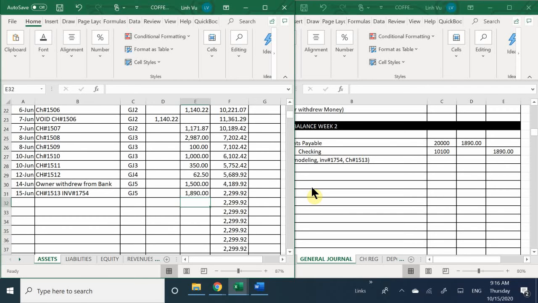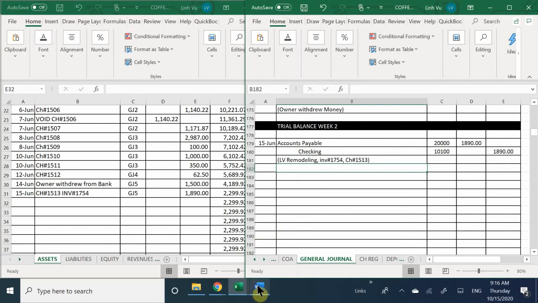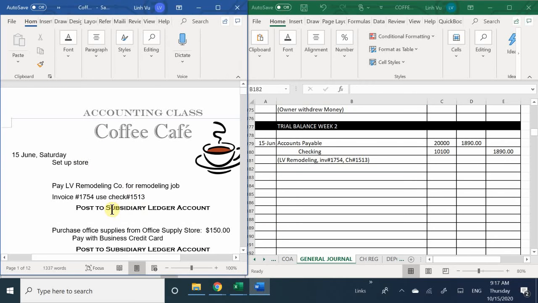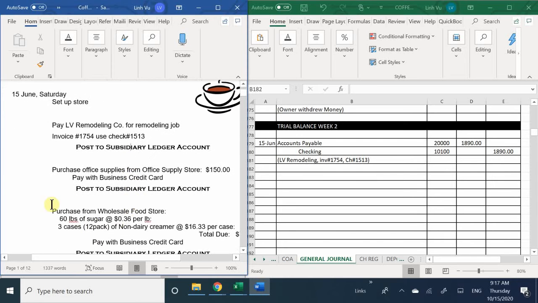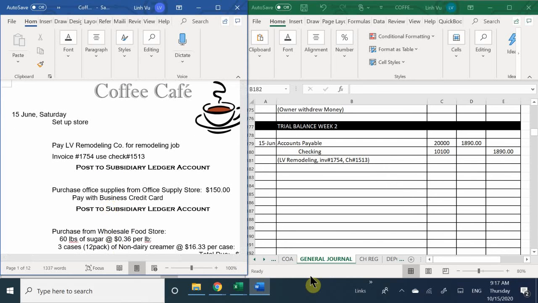We're done with that. The next would be the purchase of the supplies already. All right, good. So we move on to the next one, right? We updated our journal, we updated our ledger, and we updated our subsidiary ledger, right? So what happened here? Purchased office supplies from the office supply store for $150, and we paid with the business credit card. Okay.